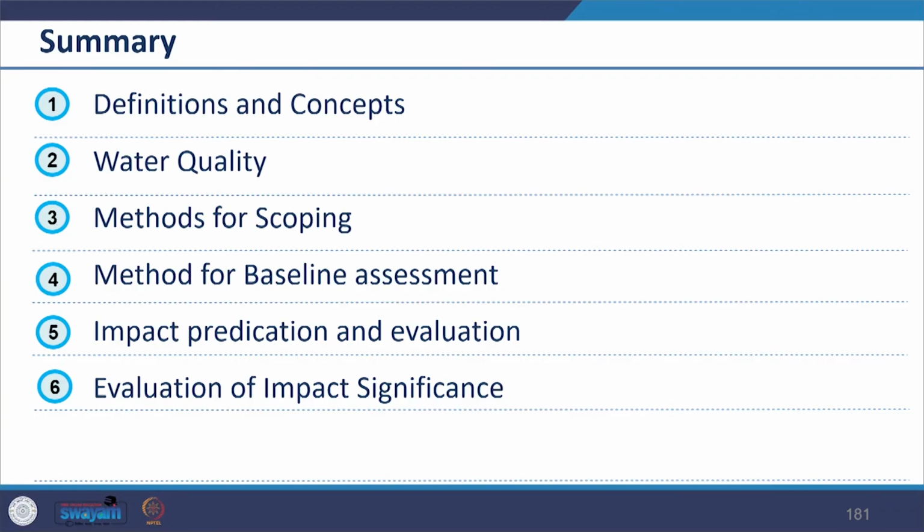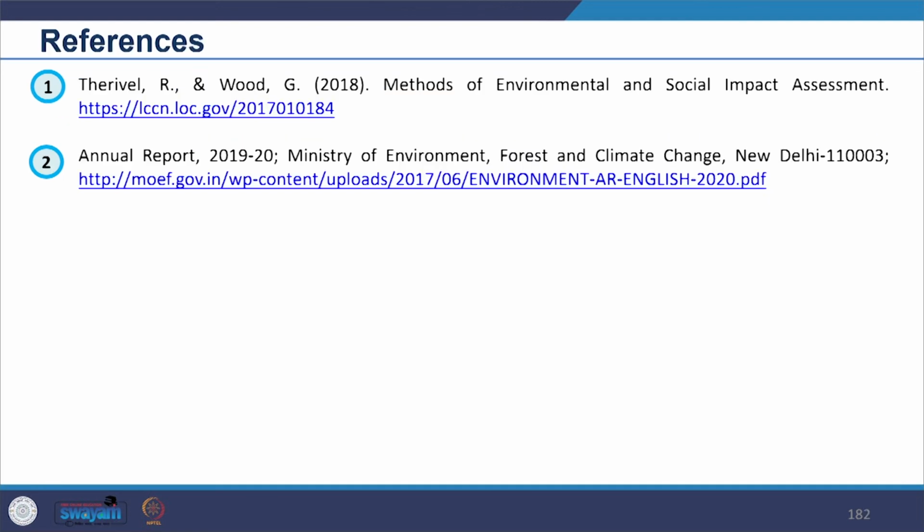Summarizing, today we saw the definitions and concepts. We also looked at water quantity, the concept of water quality, and also fluvial geomorphology. We also looked at the methods for scoping, like the checklist and the source-pathway-receptor model. We looked at the baseline assessment, impact prediction and evaluation. We looked at the list of software which is available, and then we looked at the evaluation of impact significance. So, that's all for today.